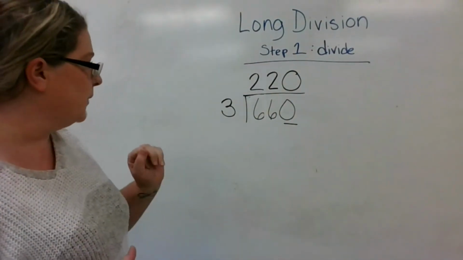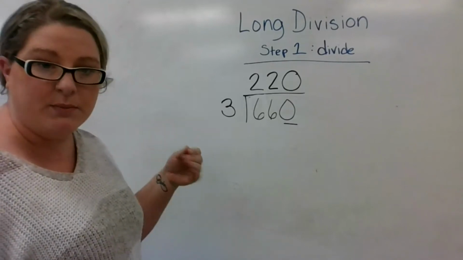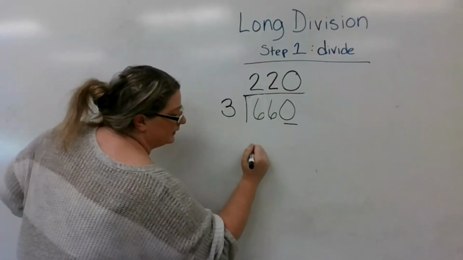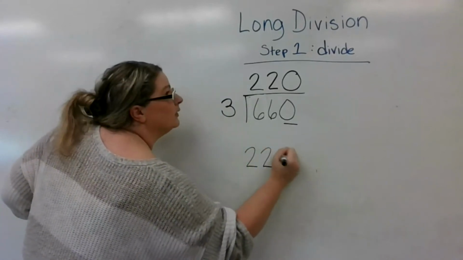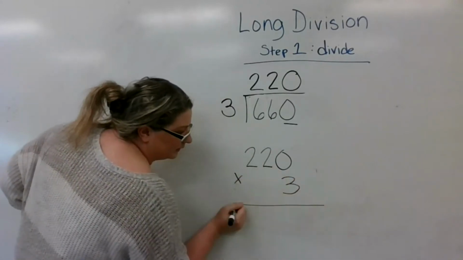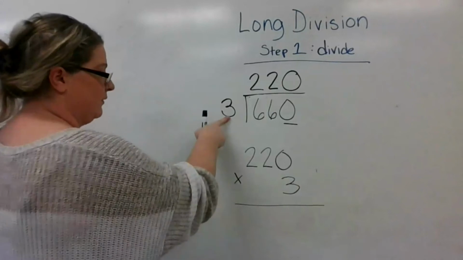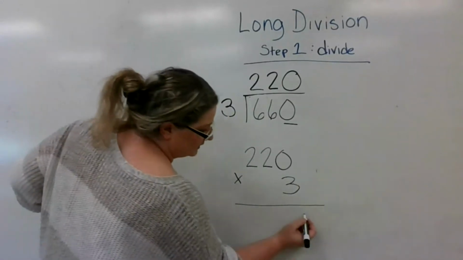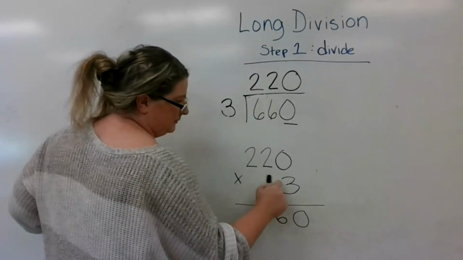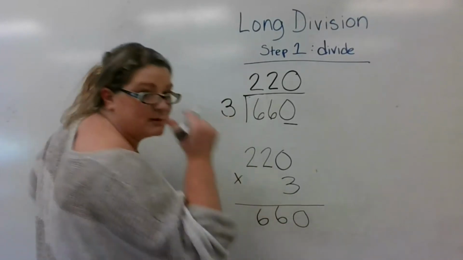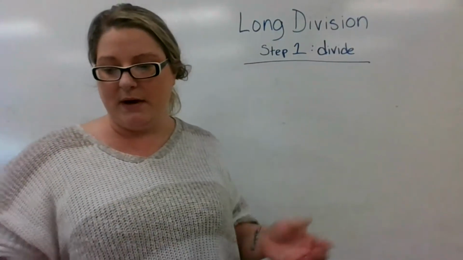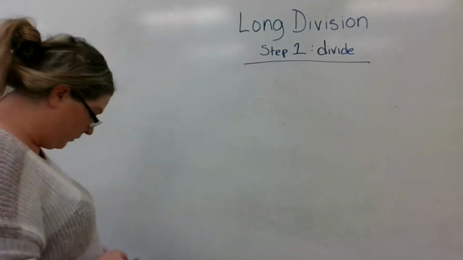So once we figured this part out, now we can check by multiplying. Like I said, we take our answer, and you're going to multiply it by 3, because that was our little number. So 3 times 0 is 0. 3 times 2 is going to be 6. 3 times 2 is going to be 6. Good job.